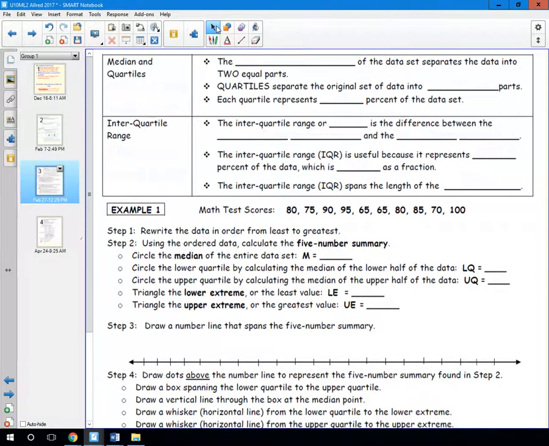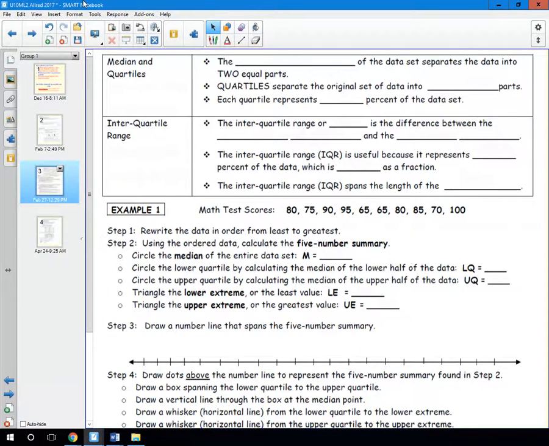Okay, so I know, guys, that was a lot of information, and I promise you when you come to my station, it's going to make a lot more sense. But what really important things I want you to make sure you know when you come to my station. I want you to know what 5 numbers you need for the box and whisker plot, and I want you to know what percentage each part of that box and whisker plot represents, which we said was 25%.